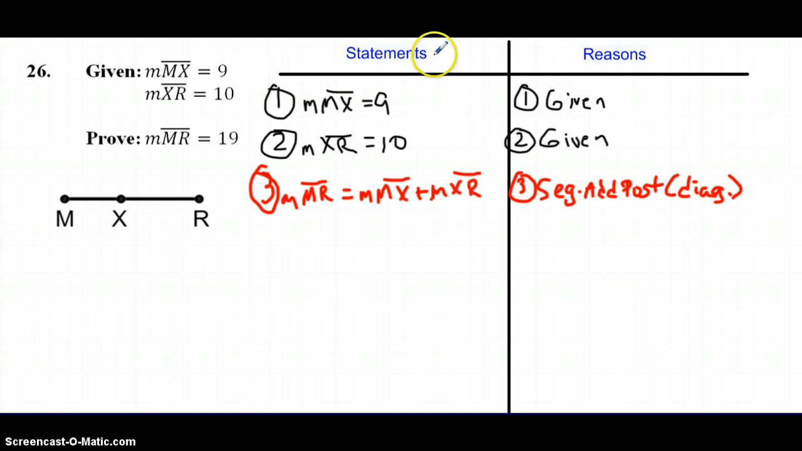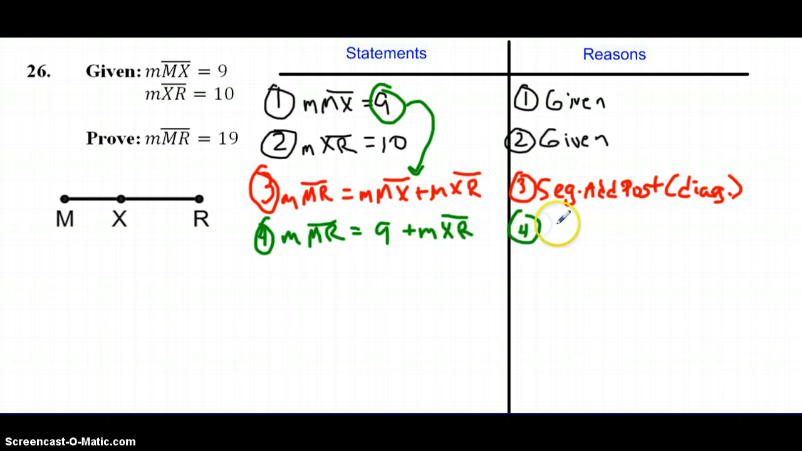So now we go back to our key questions again, and we ask ourselves from the beginning, is anything the same? And so I see measure of MX equals 9, and in the statement I just wrote, there's a measure of MX. So in place of the MX, I'm going to put 9. And so statement 4 is the measure of segment MR is equal to 9 plus the measure of segment XR. And what we've done there is we've substituted the value of 9 in place of MX, and we used steps 1 and 3 in our substitution. So I'm going to cross those off because I've used them.